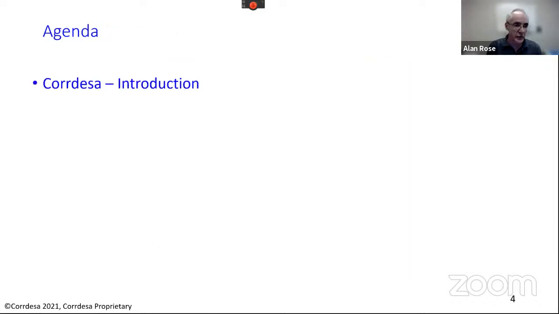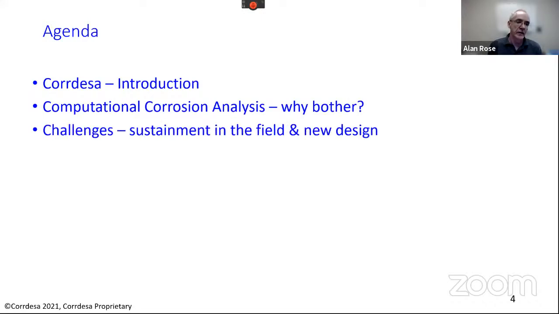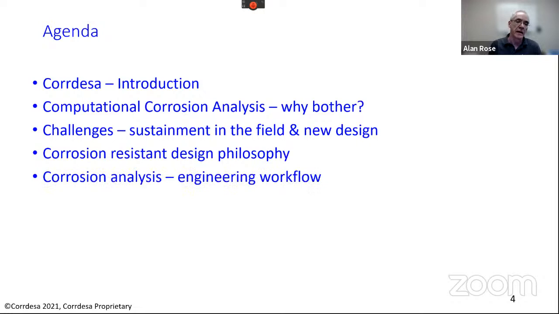Okay, what I want to talk about today, a little bit of an intro to the company, the kind of work that we do. Then we'll talk about computational corrosion analysis. I mean, why bother? What does it actually bring to the table? I can show you the challenges out there in new design and sustainment, maintenance, repair, overhaul, where these techniques actually help us. And I'll introduce the way we think about things, a corrosion resistant design philosophy. What does that actually mean? We encompass that in an engineering workflow, going from simple computational models to more complex 3D models.